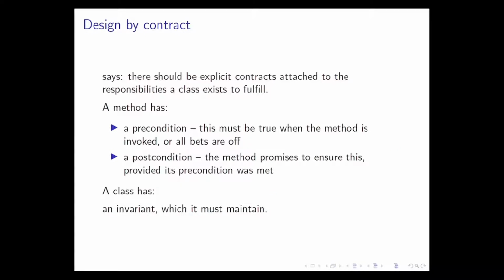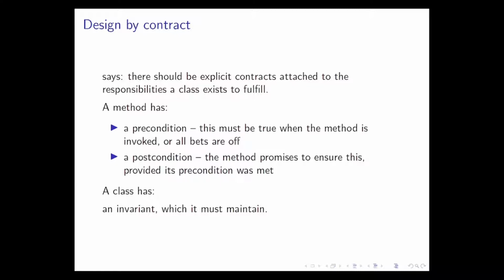But the key thing is that design by contract says that there should be explicit contracts attached to the responsibilities that a class exists to fulfill. And there are basically three kinds of contracts that occur. There's this pair that applies to a method. A method has a precondition and a postcondition. And the precondition lays out the things that the writer of the method is entitled to assume will be true when the method is invoked.